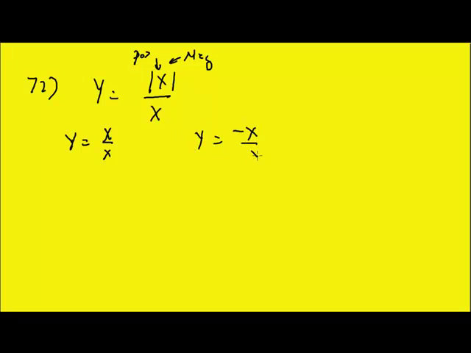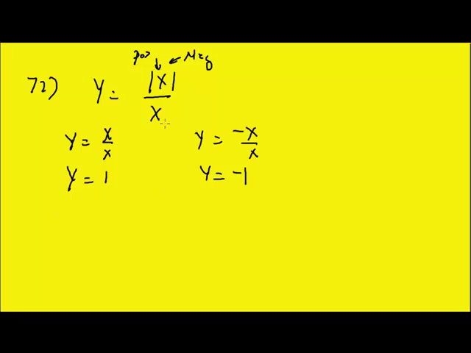This is number 72. Okay, you have y is equal to absolute value of x over x. Remember last time we did this problem? We said, hey, this problem is really two problems in one because the inside of the absolute value can be positive, or it can be negative. What does that mean? It's really a piecewise function. y is equal to x over x when it's positive, and y is equal to negative x over x when it's negative. Of course, this reduces to 1, and this reduces to negative 1. So you really have two problems in one.